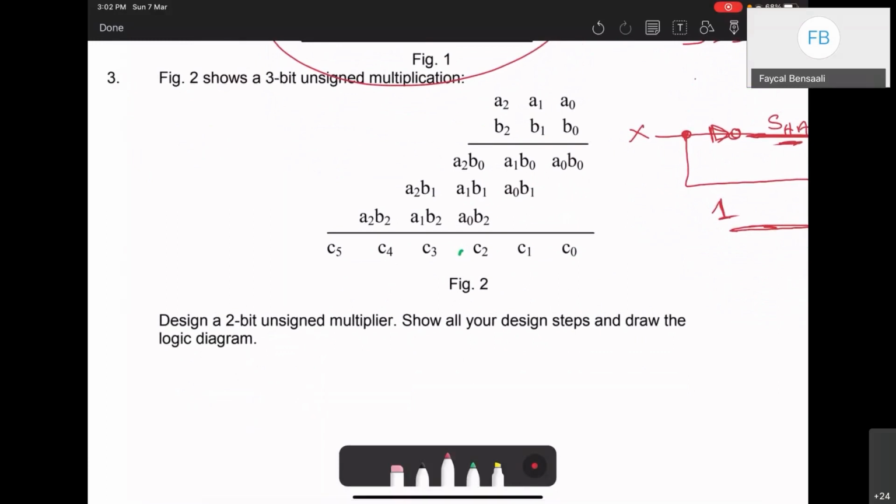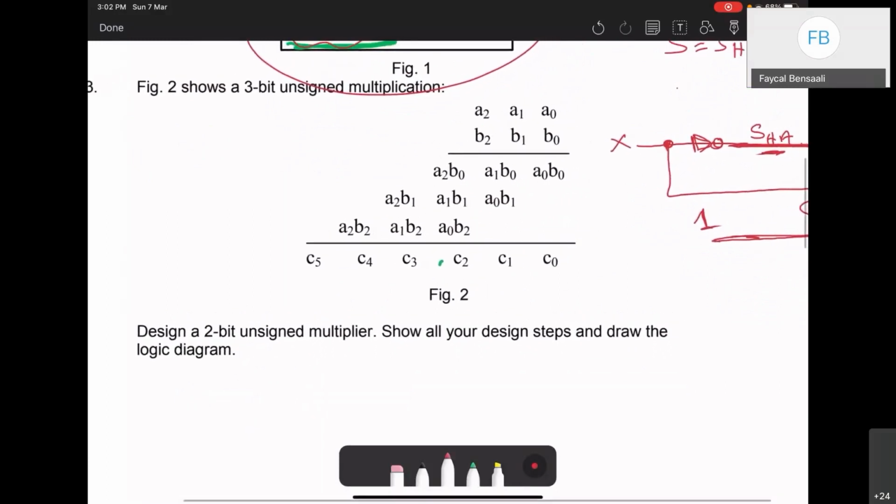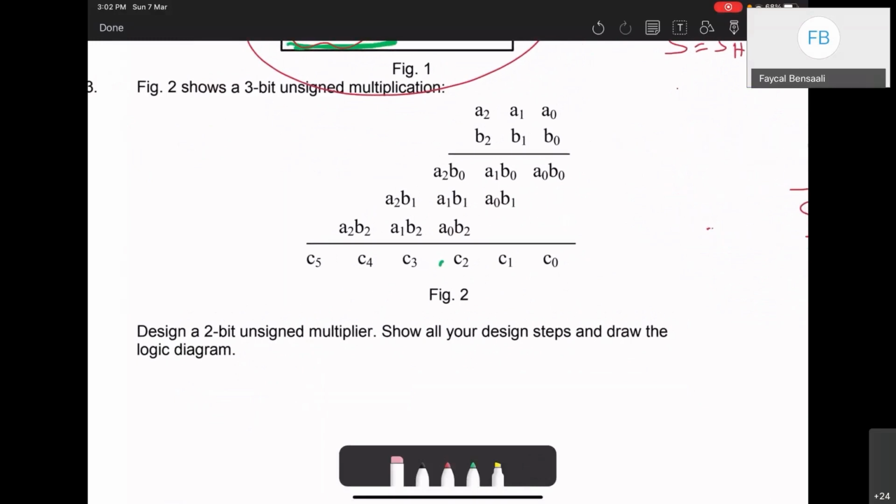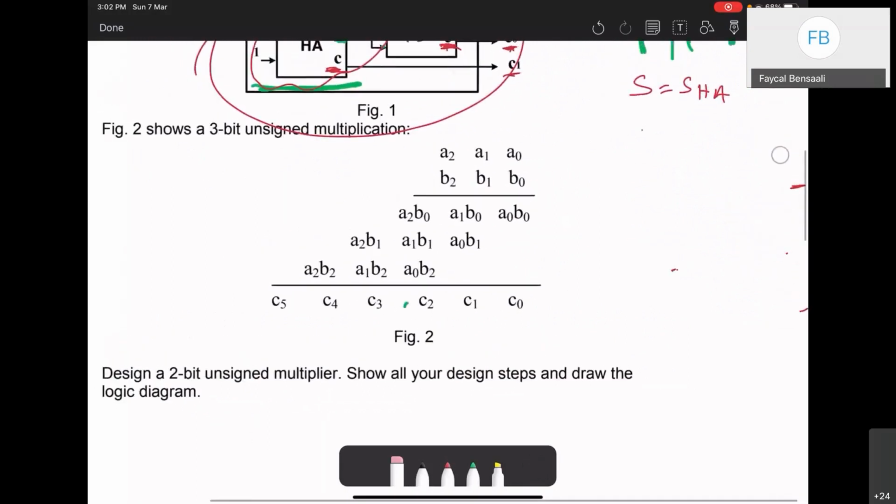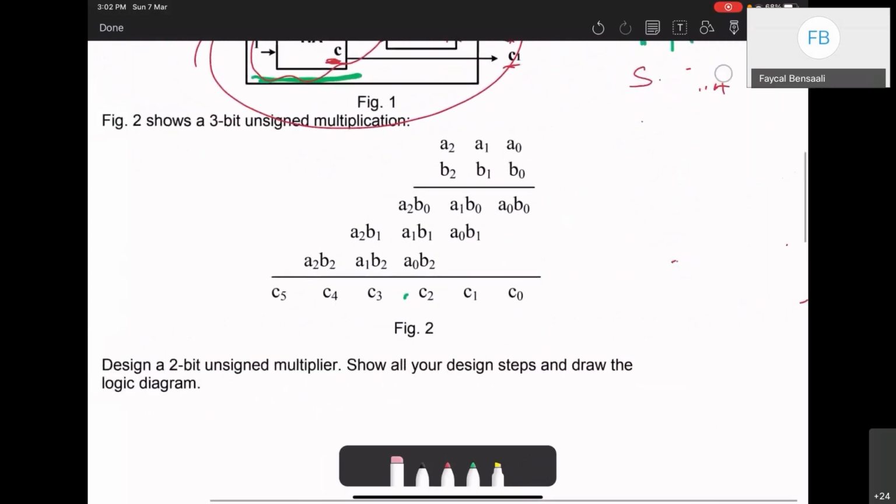Question 3, this is a multiplier. Multiplication in binary is very similar to multiplication in decimal. Do you see here? Those are bits. Let's say that I'm working with 3 bits. So this is A, this is B. A is 3 bits, B is 3 bits. We take B0 by A0, then B0 by A1, then B0 by A2.